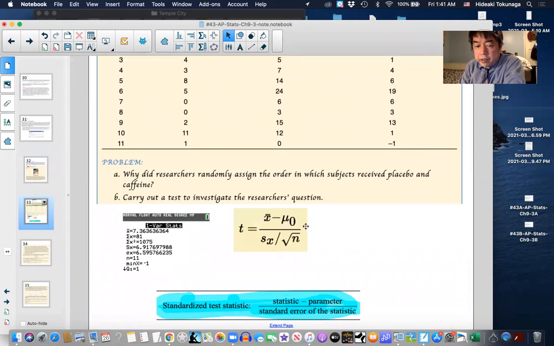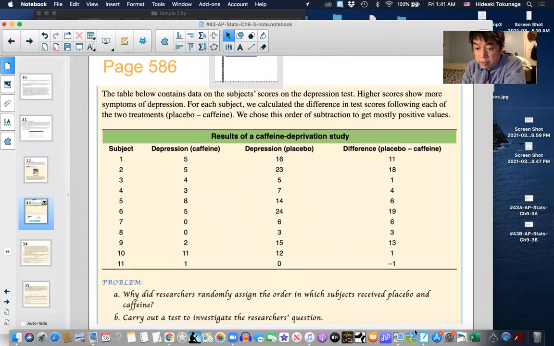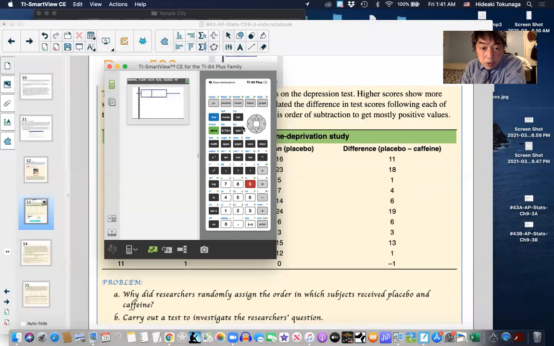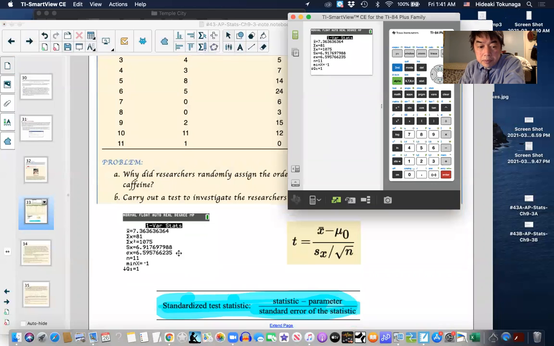The t statistic equation is this, and this is from the calculator. You go to stats, calculator, one variable test, and I plug in the list, page 586, and go to calculate and get this information, and I cut it and paste it here. Okay.